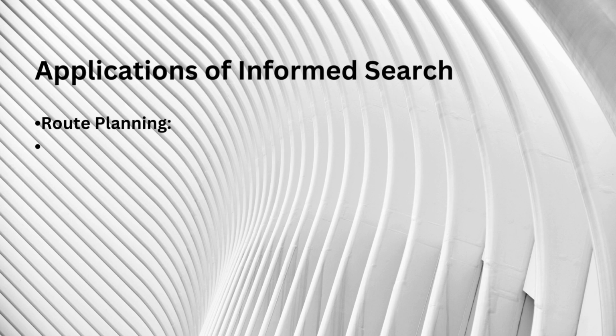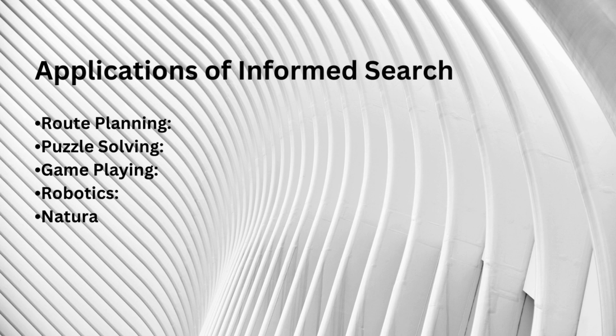First, route planning. Informed search algorithms like A star are commonly used in route planning applications such as GPS navigation systems to find the shortest or fastest path between two locations.